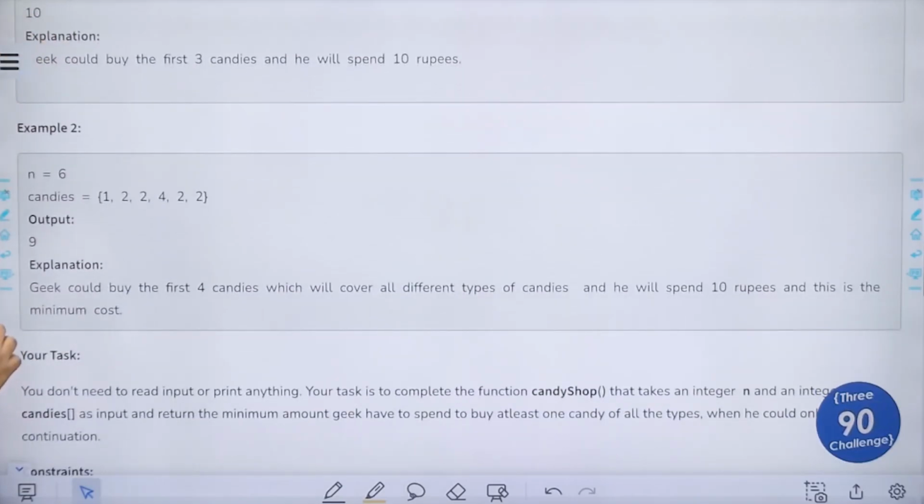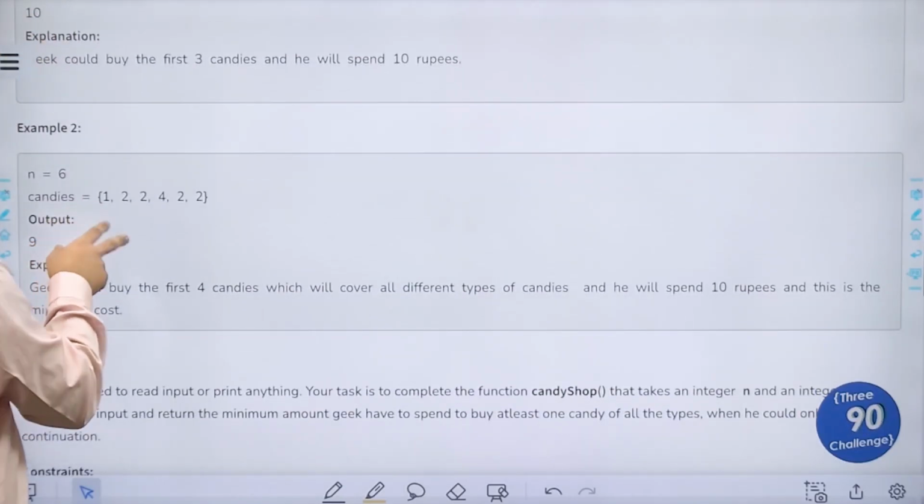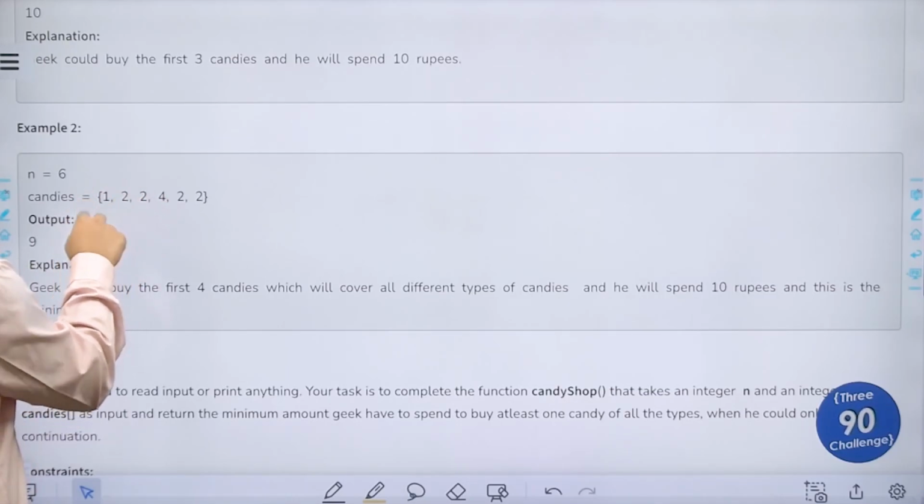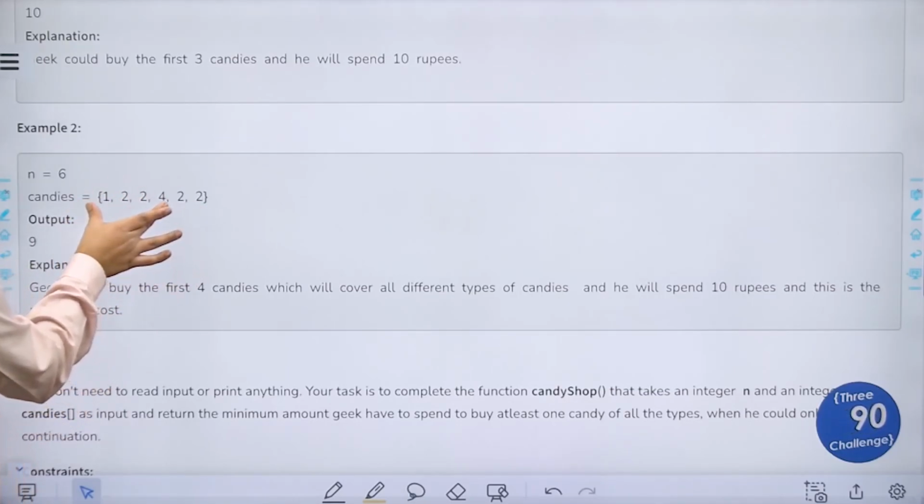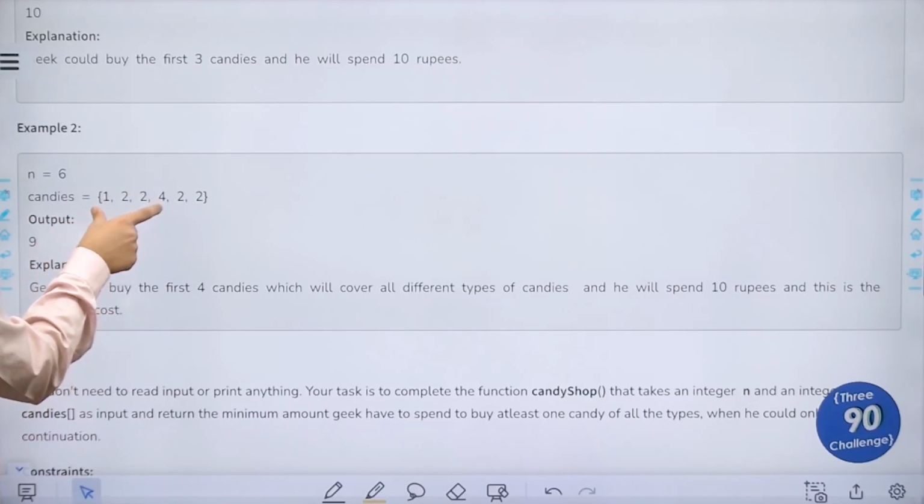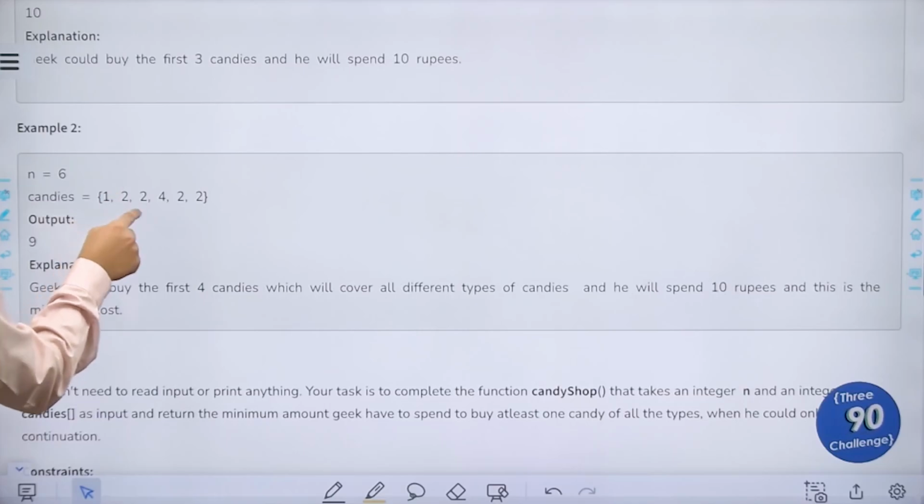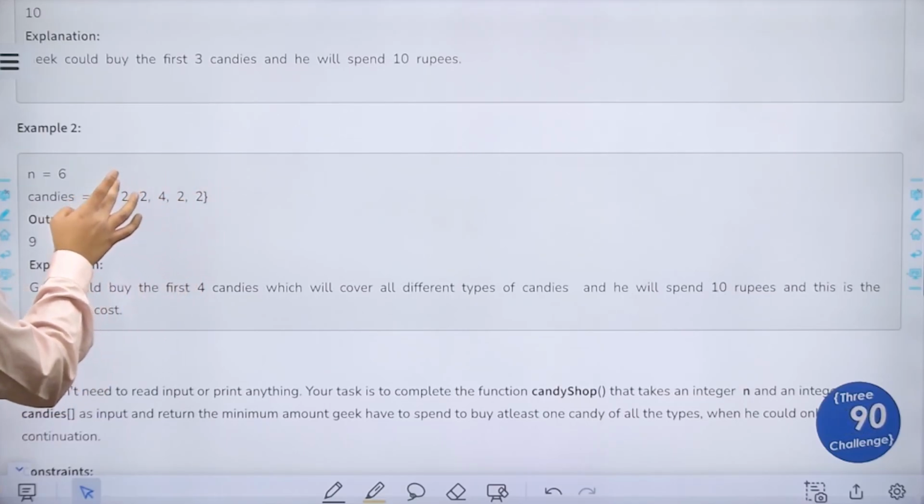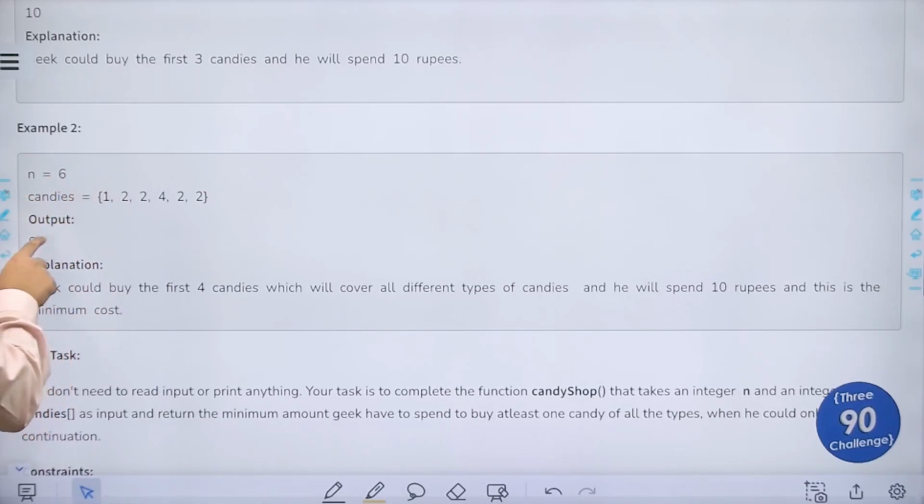Here, what he can do is, see, there are three types, 1, 2, 4. So he needs to take 1, he needs to take 4. So he needs to take this subarray. Now if he takes this subarray, 2 is already taken, so no need to take this 2. So the total is 4 plus 2, 6 plus 2, 8 plus 1, 9. So the output is 9.